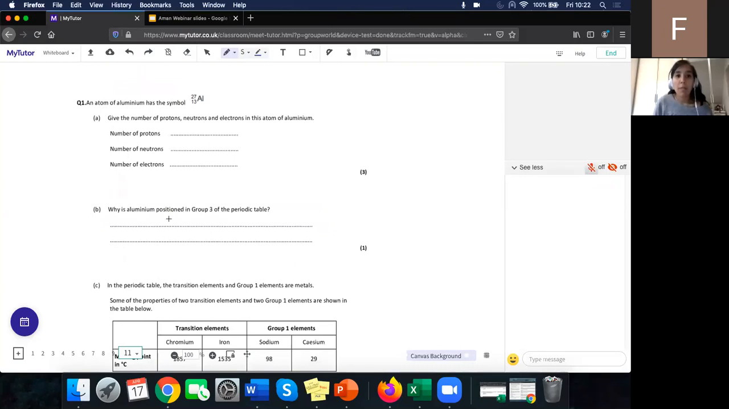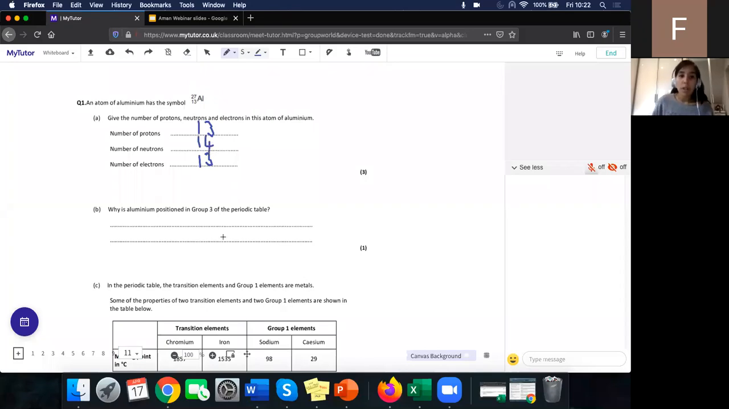Okay, an atom of aluminium has the symbol 27 13 Al. Give the numbers of protons, neutrons, and electrons. So this is right back to the beginning when we started with our chemistry webinars. Does anyone know then? Okay, good. Protons, 13, excellent. How many electrons then? If there are 13 protons, how many electrons? Excellent, well done. And neutrons, remember, is the atomic mass, so 27 minus 13, which is 14.